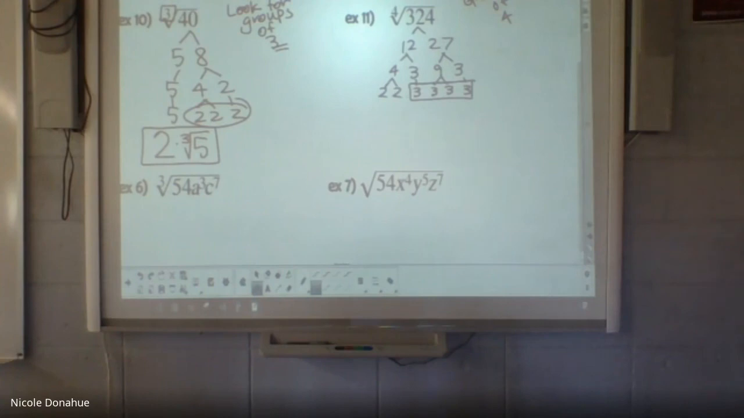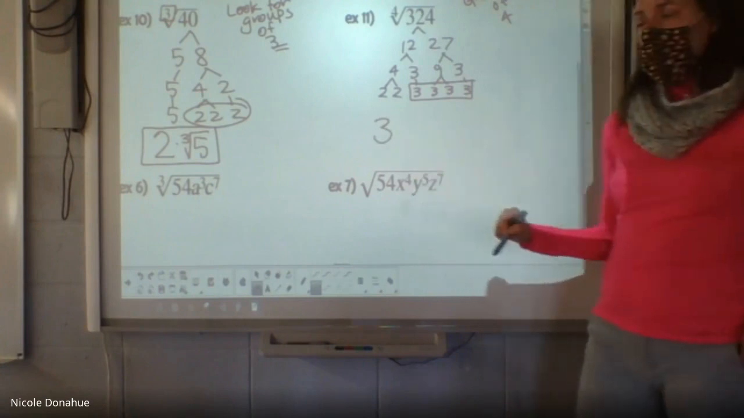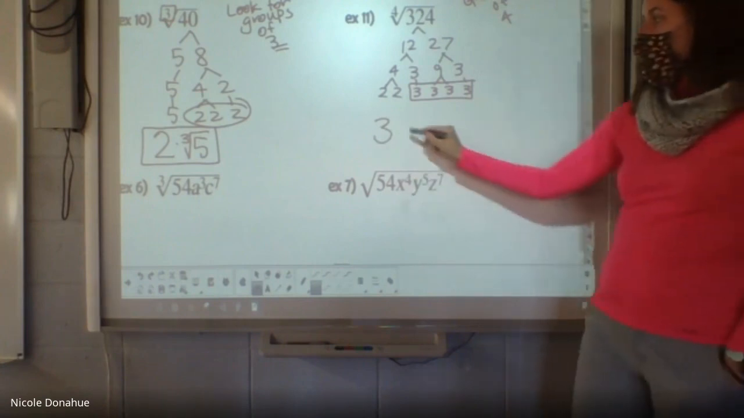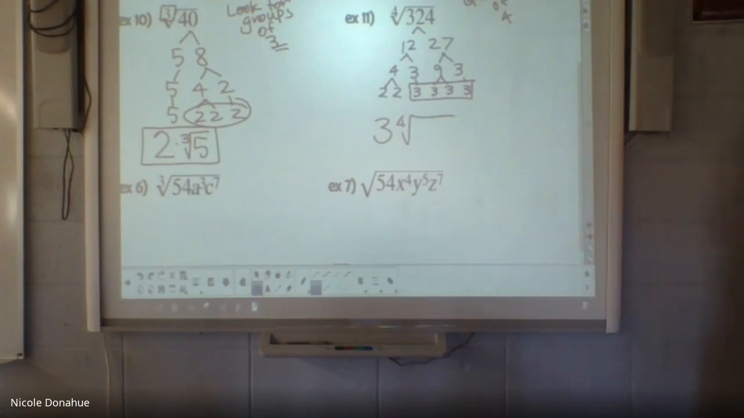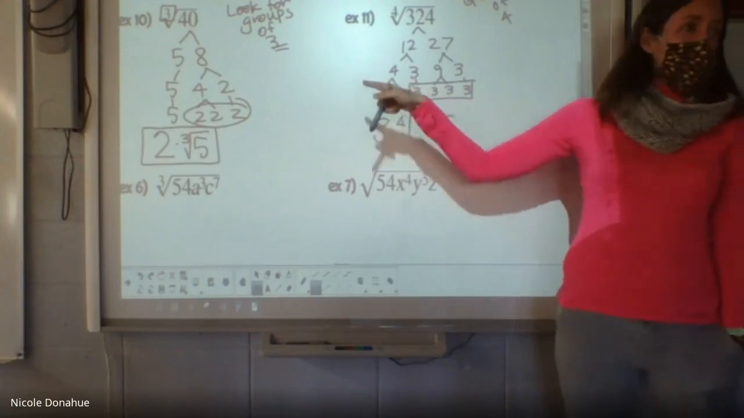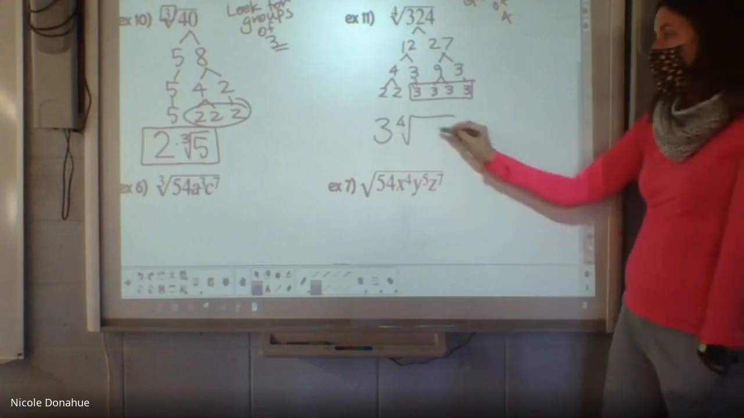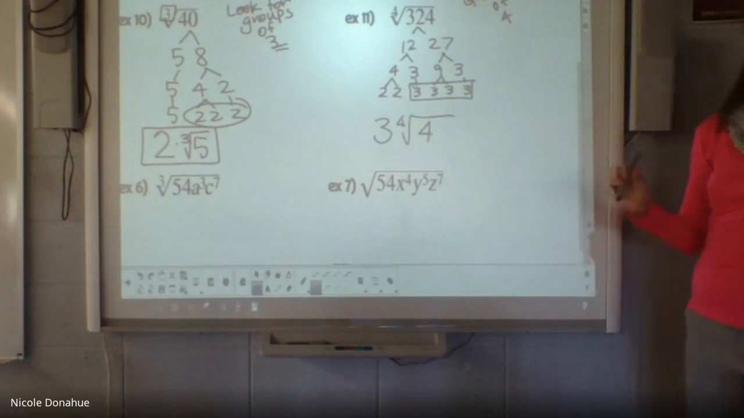So those get to come out. We're going to take the 3 out, since we can take the 4th root and get the 3. What's left inside? 12. 4. So I have 2 2s left, which is 4. So these are left inside as remainders.